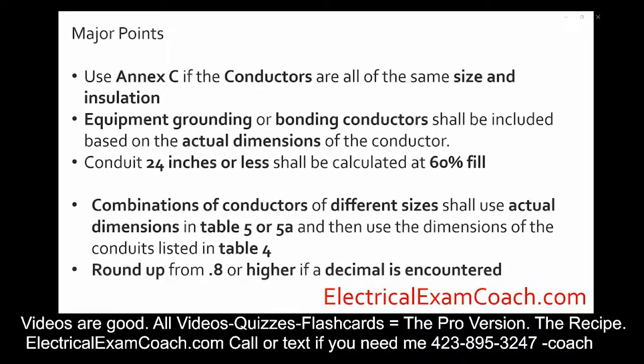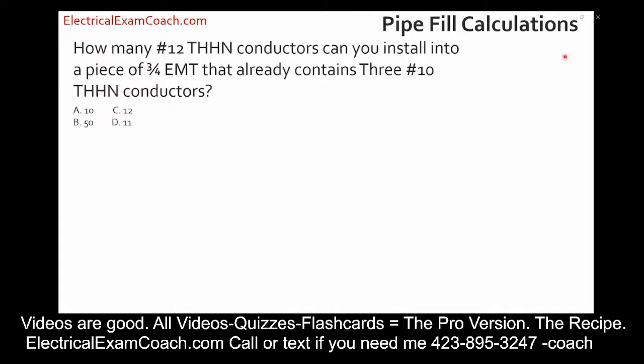And it's a little bit different than when we're dealing with load calculations. We're actually going to round up when it's 0.8 or greater. And I have one of those examples in our questions coming up, so you'll be a pro by the end of this video. Let's get to it. How many more number 12 THHN conductors can you install into a piece of 3/4 inch EMT that already contains 3 number 10 THHN conductors?